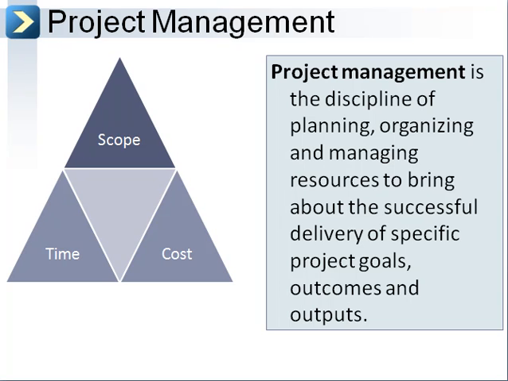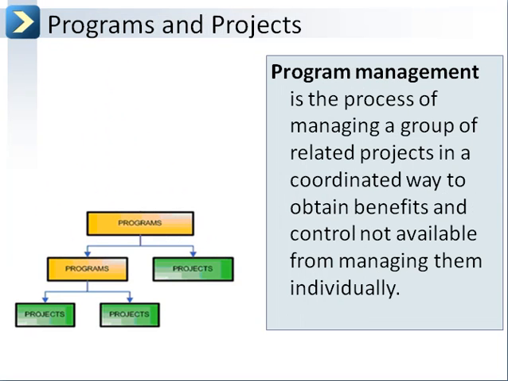So if that is what project management is, and if the role of the project manager is to deliver the project successfully, what then is a program? Well, program management is a process of managing a group of related projects in a coordinated way so as to obtain benefits and control not available from managing these projects individually. One way to describe this is if you have two projects and they're managed together, the result would be 1 + 1 = 3, where their combined impact would be greater because they are managed together.